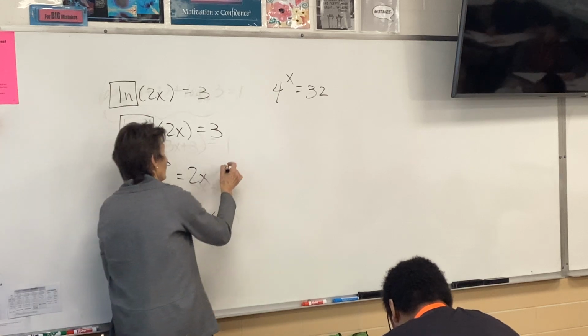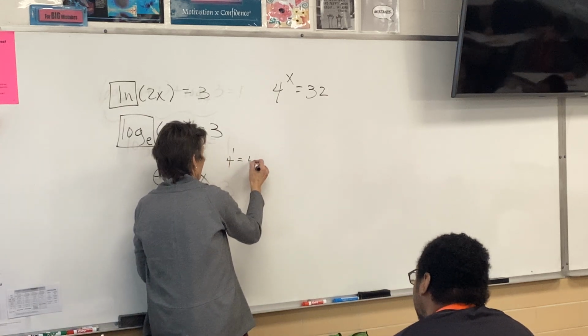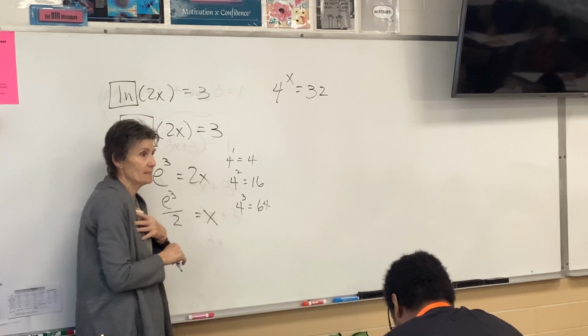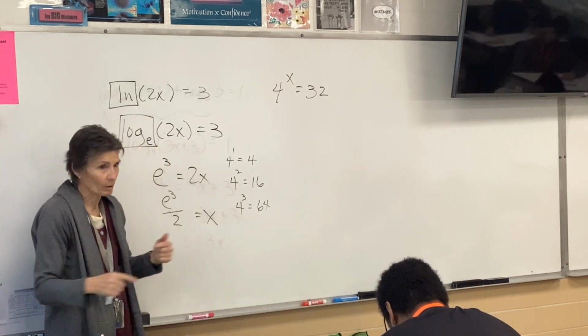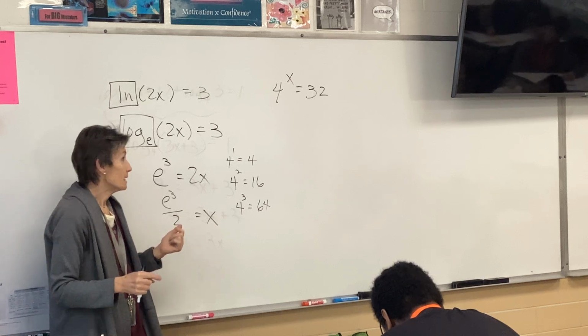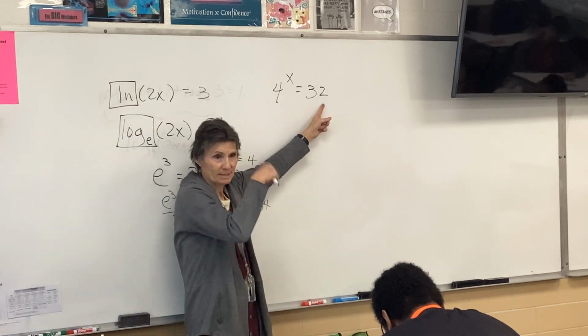What are the powers of 4? What's 4 to the first? 4. What's 4 to the second? 16. What's 4 to the third? 64. Okay. Is 32 in that list? So it is not a power of 4. Okay? Can't use 4. If that were a 64, you could definitely use 4.